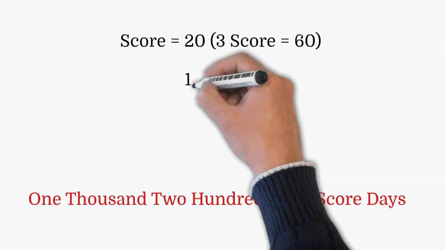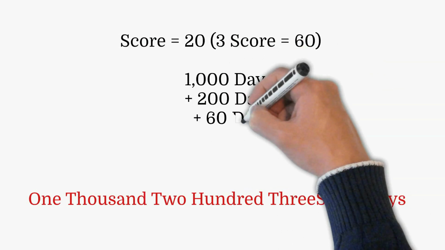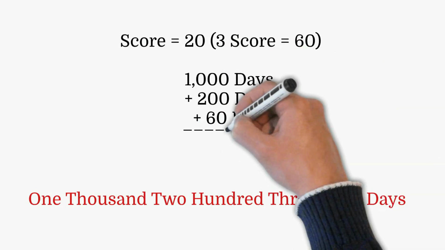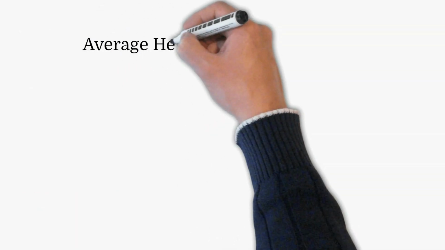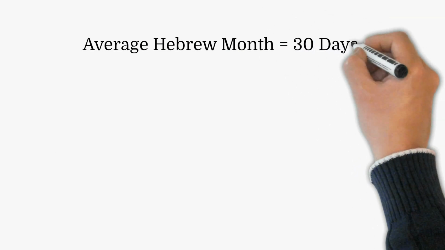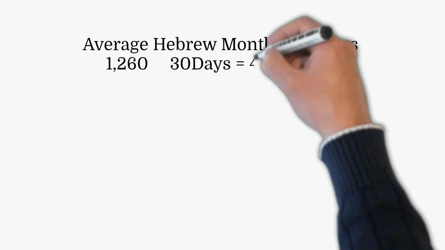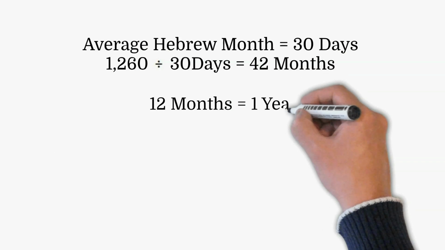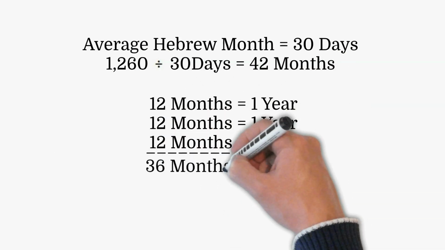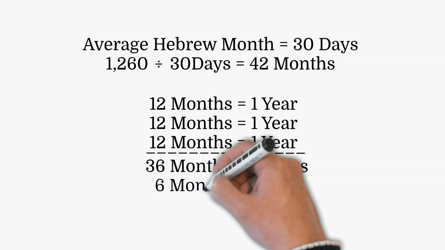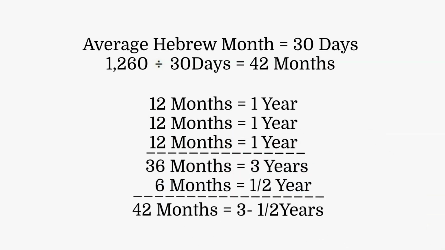A score is 20. 60 is 60. 1,260 equals 1,260 days. An average Hebrew month is 30 days. When you divide 1,260 days by 30 days, that will give you 42 Jewish months. 42 Jewish months equals 3.5 years.